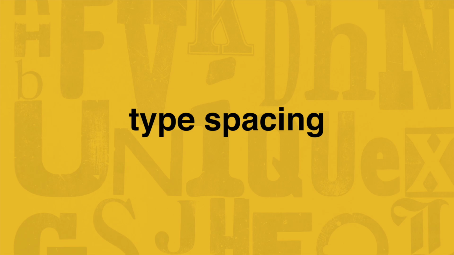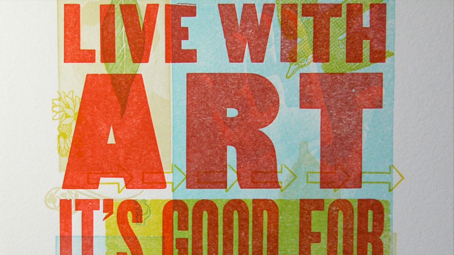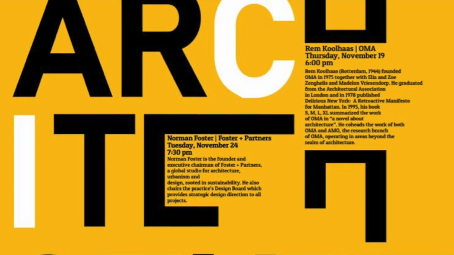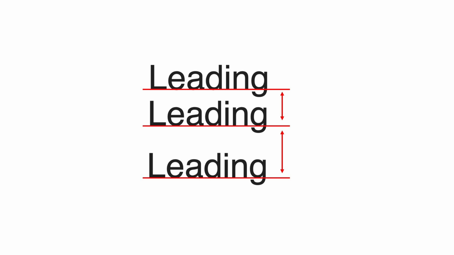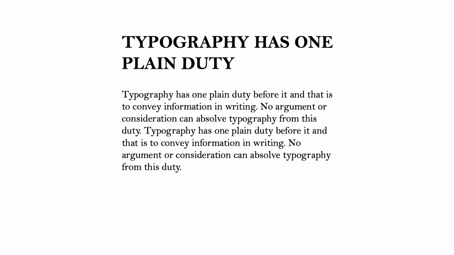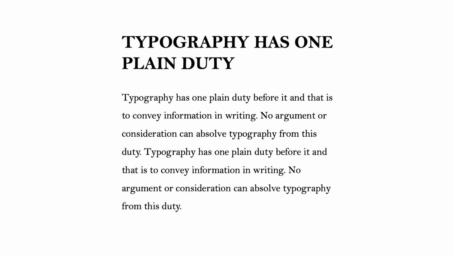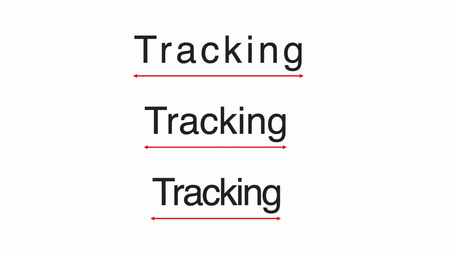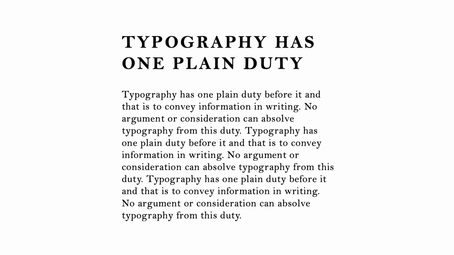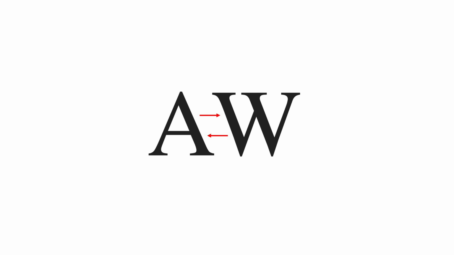Type spacing. Designers adjust the space between letters to change the visual density of a line or block of text. Leading. Leading is the space between lines of text, the vertical space from baseline to baseline. Tracking. Tracking is the space between letters in a word or line of text. Kerning. Kerning is the space between individual letters.